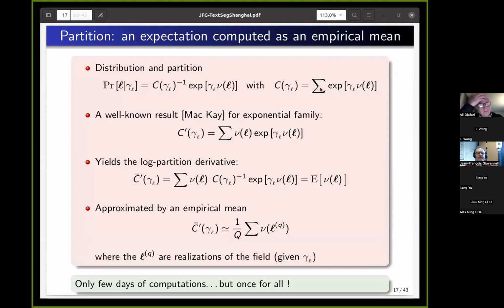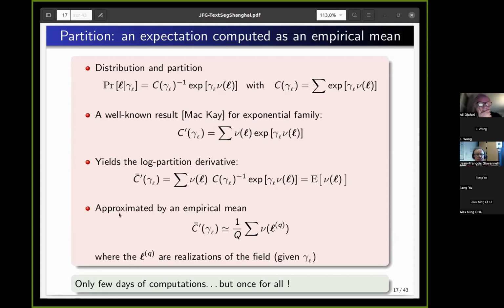And then, starting from that, we can produce the derivative of the normalization constant with respect to the POTS parameter. It is a summation, we just derive the exponential. By dividing by the partition function itself, we have C prime over C, that is the derivative of the log. And then we just have the expectation of this quantity. So the derivative of the log partition is an expectation.